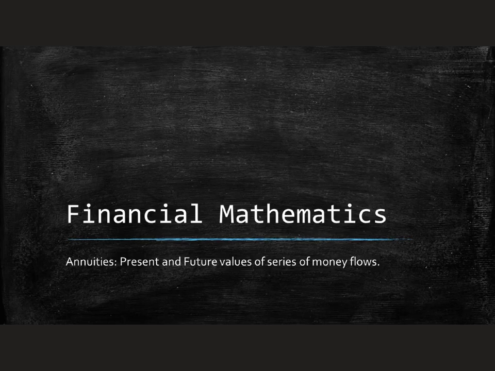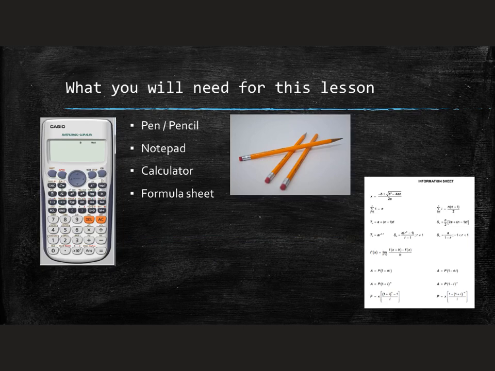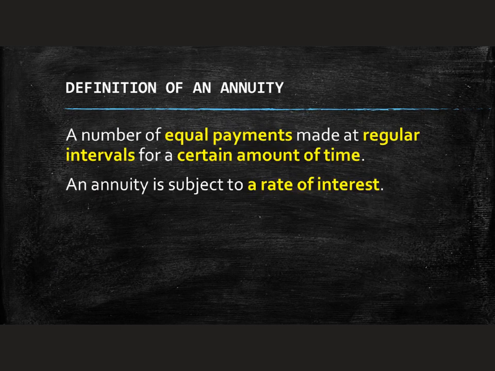Today we're going to be looking at annuities. Annuities are either present or future values of a series of money flows. What you'll need for this lesson again will be a pen or pencil, a notepad, a calculator, and the formula sheet. I will give you links for all of those as you've seen in the previous lessons.